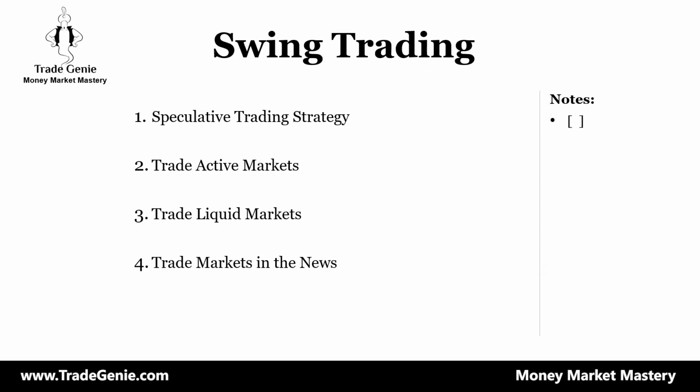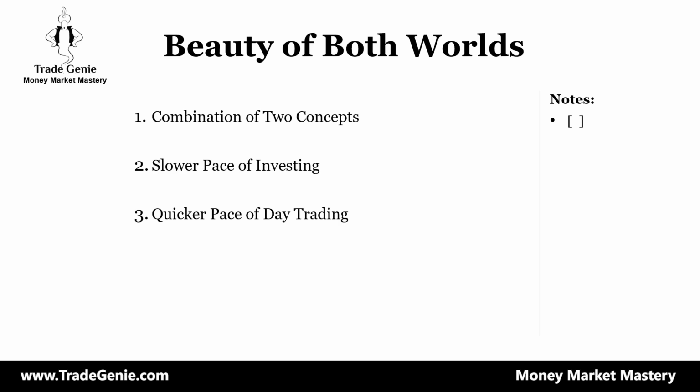And finally, I'll explain a little bit about swing trading. The main service we have is swing trading. Swing trading is a speculative trading strategy. You trade active markets. We trade liquid markets. We trade the market in the news. Something always has to move in order to make money in options. Swing trading is a combination of two concepts, the long term and the short term. It's 1 to 7 days, a quicker pace than day trading, a slower pace than investing.